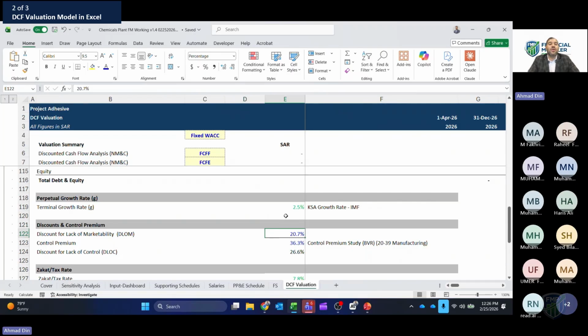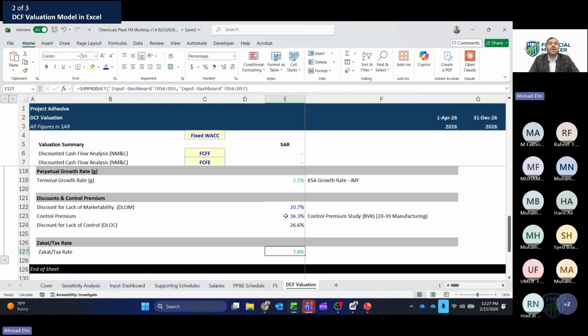Then we have a discount for lack of marketability and a control premium. As I discussed, we need to discount the company. There are different ranges from 15% to 20% applicable on the companies. In a different session we can let you know how we calculate these discounts as well. The control premium is from Business Valuation Resources. We have taken the control premium for the manufacturing industry because we are in the manufacturing industry, and on the basis of that control premium, we calculate the discount for lack of control. If we are valuing a percentage of the company, less than 50%, then we will apply the discount for lack of control on that value as well.